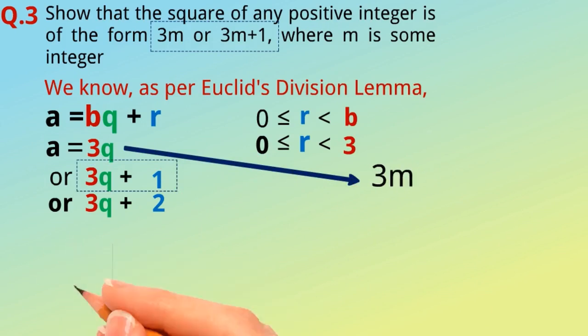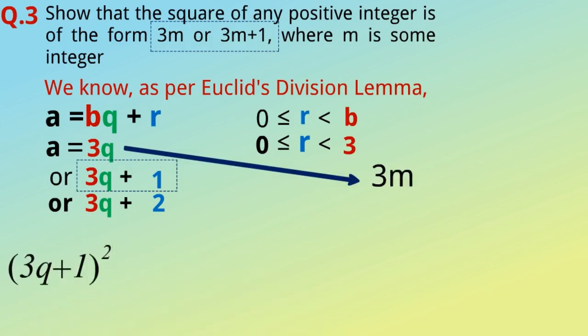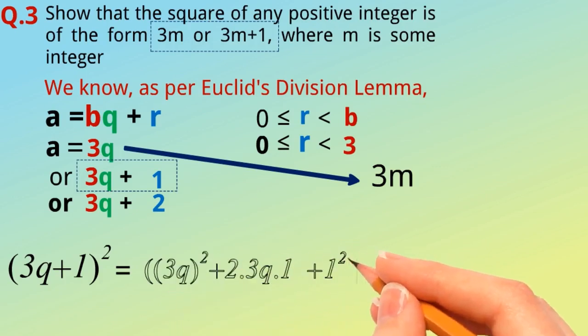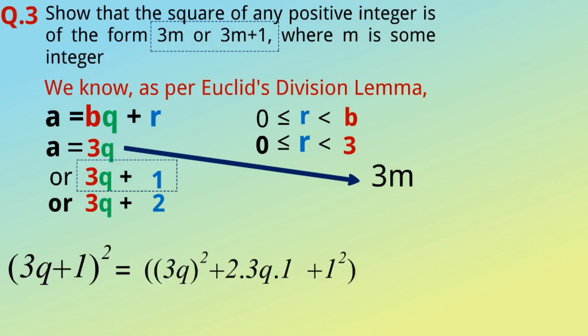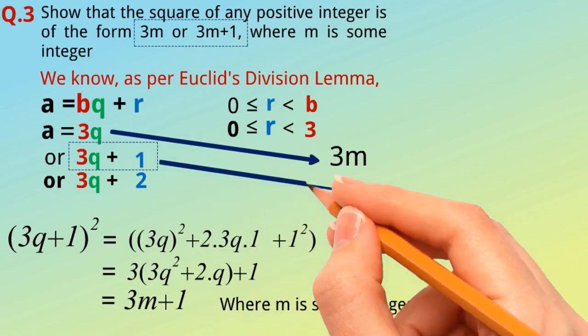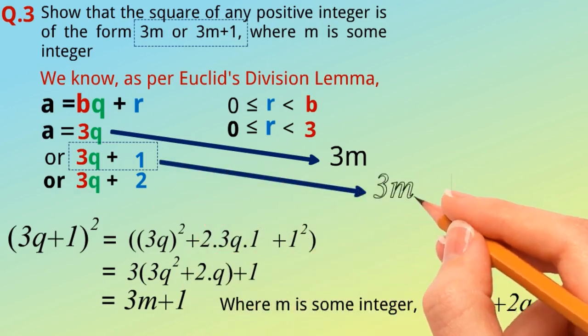Now 3q plus 1. So (3q plus 1) square is equal to, we know (a plus b) whole square is equal to a square plus 2ab plus b square. Here also we will apply the same thing. So (3q) square plus 2 into 3q into 1 plus 1 square. So we can write 3 and in brackets 3q square plus 2q, plus 1. So we can write it as 3m plus 1, where m is some integer. m is equal to 3q square plus 2q. So (3q plus 1) square can be written as 3m plus 1.